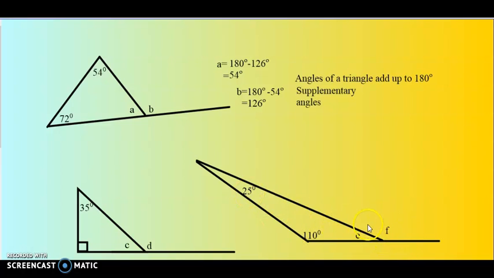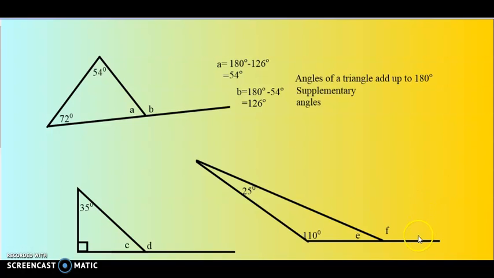So, the exterior angle of a triangle is equal to the sum of the opposite interior angles. Repeat that. The exterior angle of a triangle is equal to the sum of the opposite interior angles. Meaning, if I add these two together, it will give me that angle. If I add those two together, it gives me that angle. And if I add these two together, it will give me this angle.